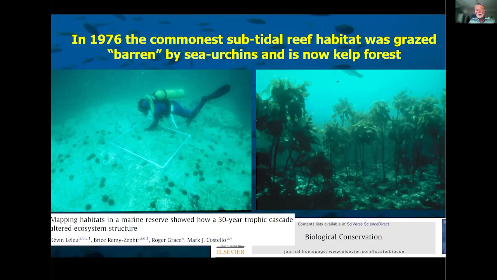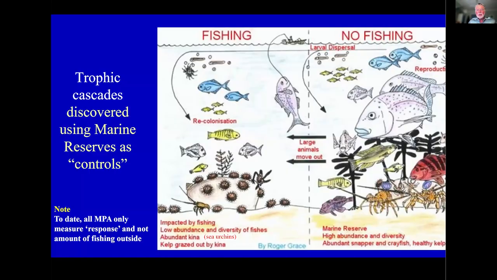And now well known in the scientific literature, the trophic cascade. So when the marine reserve was created, there's a photograph on the left here of sea urchins who have grazed the rocks bare. And on the right, what happened a few decades later when the kelp recovered. And that took about 20 years to have effect.